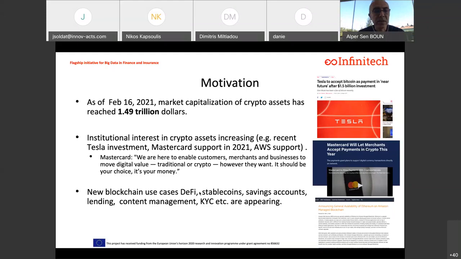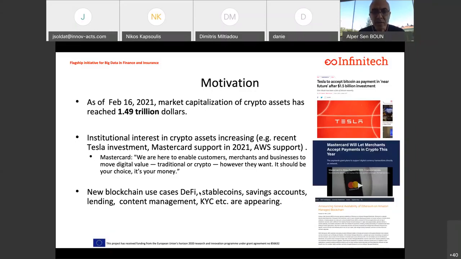So again, like it was mentioned before, Tesla made a $1.5 billion investment, which actually increased the value of Bitcoin quite a bit. And also big institutional players such as MasterCard indicated that they are going to support crypto assets in 2021, meaning they will let merchants accept payments in crypto this year. So this is a major thing, because you could buy crypto assets using your credit card, but you couldn't do payments with that. But MasterCard is planning to roll this out this year.